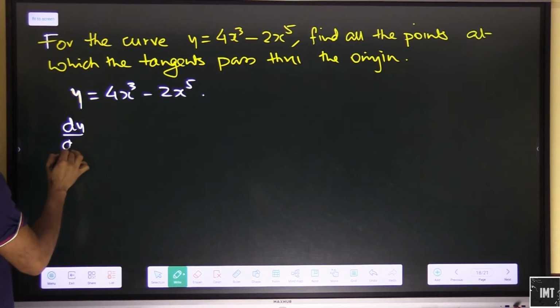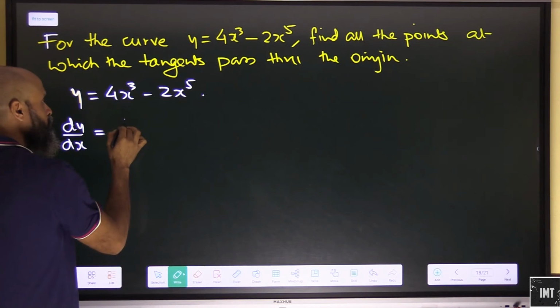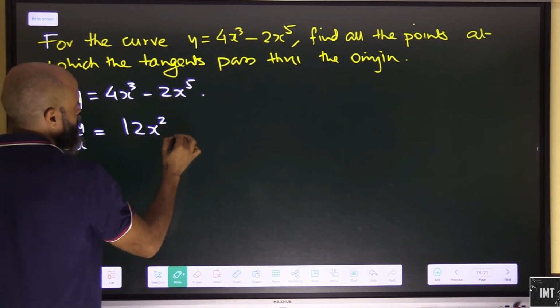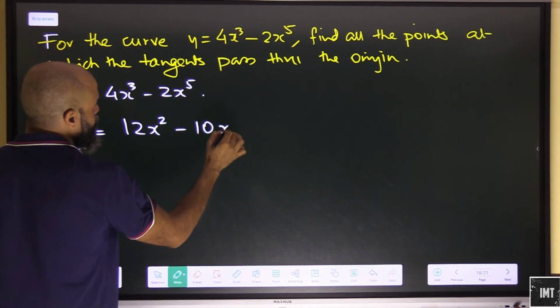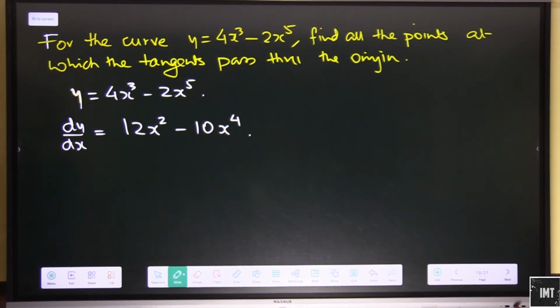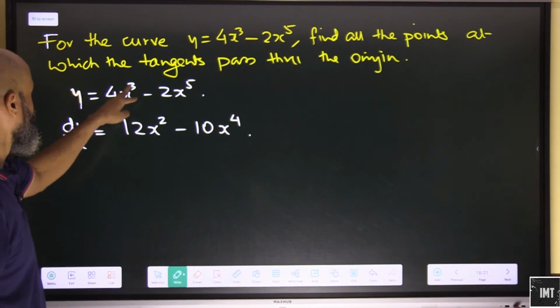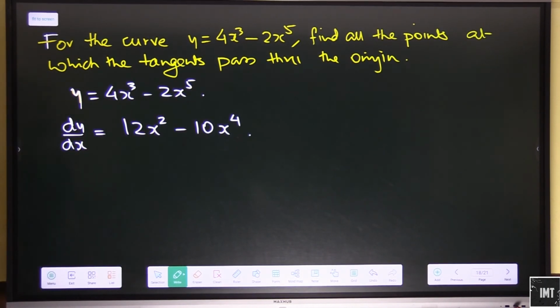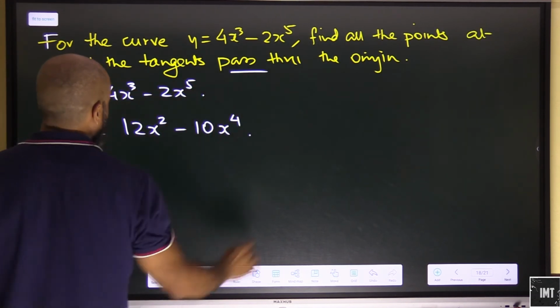This will give dy by dx is equal to 12x raised to 2 minus 10x raised to 4. That's what we will be getting, right? 12x raised to 2, 10x raised to 4. Okay. So now find all the points at which the tangents pass through the origin.